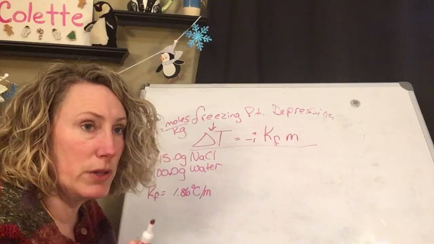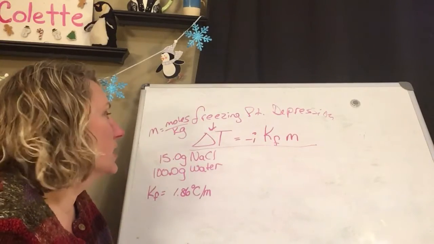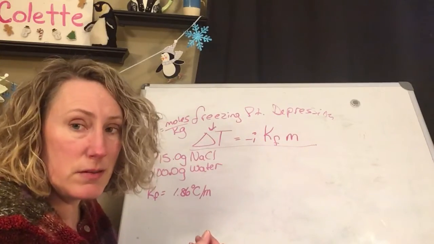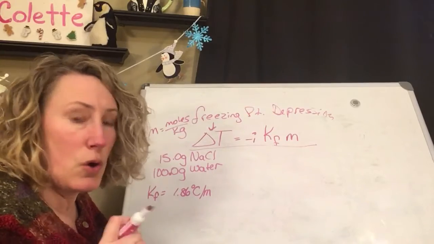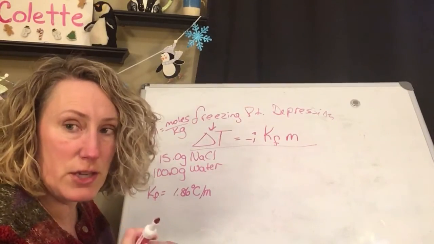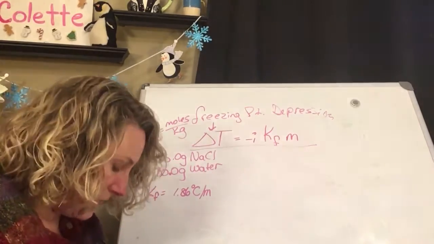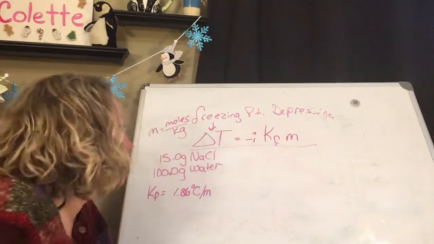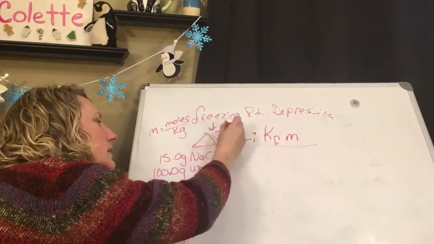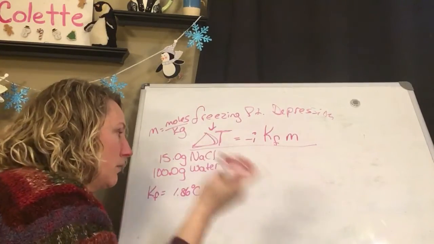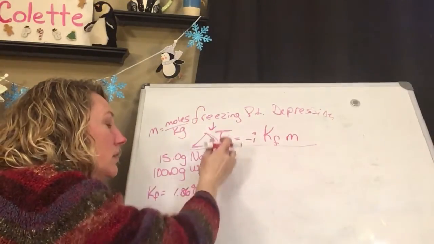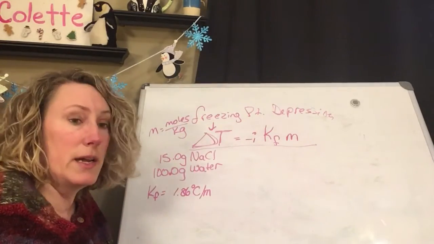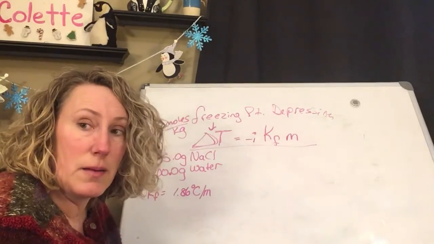Be very careful when you're reading the question. If it's asking you what your new freezing point is, or your new boiling point is, or if it's asking you what the change is, that's two different questions. So it says, what is the change in the water's freezing point? So we're going to solve for delta T. Again, we're going to have to know what the i is for sodium chloride. Remember, sodium chloride is an ionic solute.